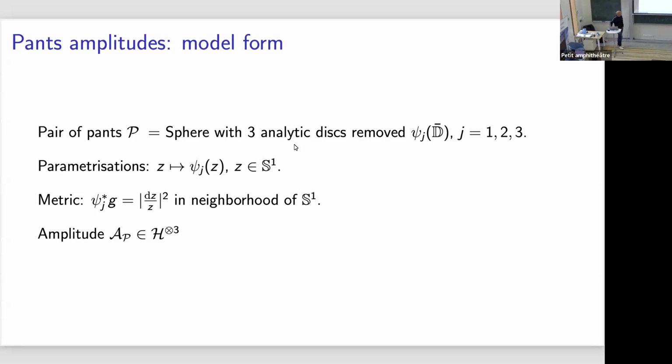The parameterizations of the boundary are just the psi j of the circle. The metric you have to take in admissible coordinates. It's regular enough in coordinates, which means that locally near the cut, the metric is the metric of the cylinder. And so this amplitude is an element in H3 if you take 3 parametrizations. Actually, it's an operator, but I will consider the amplitude as the integral kernel of this operator.